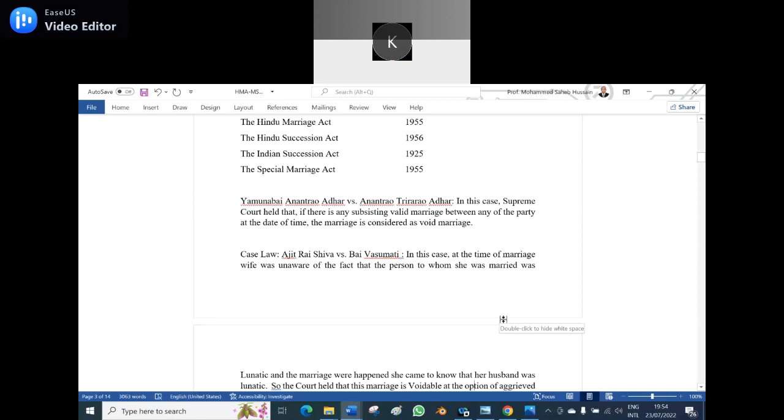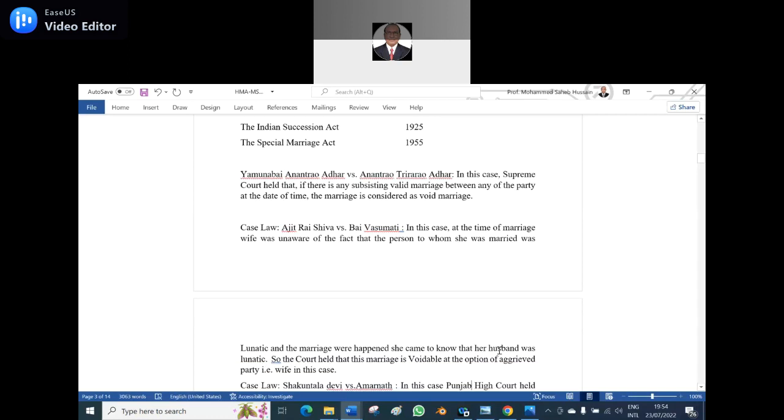Ajit Roy Shiva versus Bai Basumati. I repeat, Ajit Roy Shiva versus Bai Basumati. In this case, at the time of the marriage, the wife was unaware of the fact that the person to whom she was married was a lunatic. The marriage was happy. She came to know that her husband was a lunatic. So the court held that this marriage is voidable at the option of the aggrieved party, that is the wife in this case.